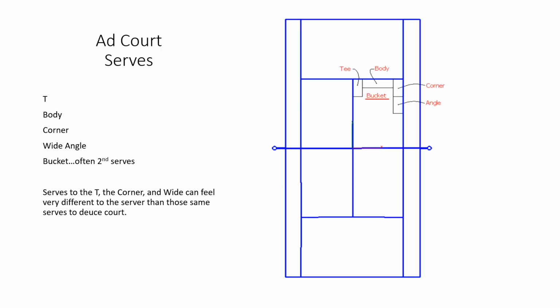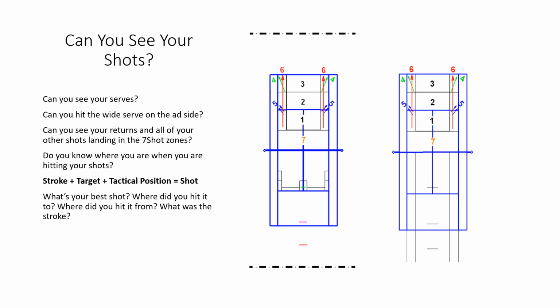Targets in the ad court are the same as the targets in the deuce court, even though some of these serves feel different when you try to hit them to those targets. Can you see your shots? Can you see your serves? If you're right-handed, can you hit the wide serve on the ad side? Same question for the left-hander on the deuce side.